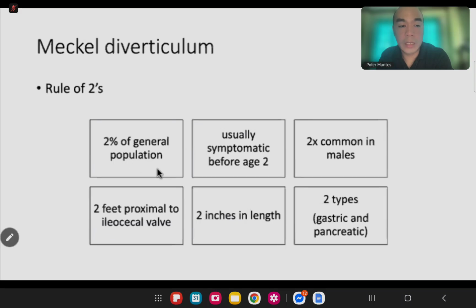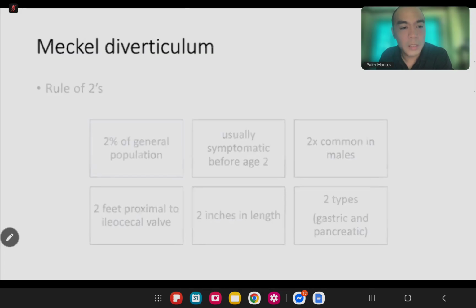So usually it occurs in 2% of the general population, symptomatic before the age of 2. Again, common in males, so males are more affected. And then usually the diverticulum is located 2 feet proximal to the ileocecal valve, 2 inches in length, and there are two types of mucosa present in the diverticulum.